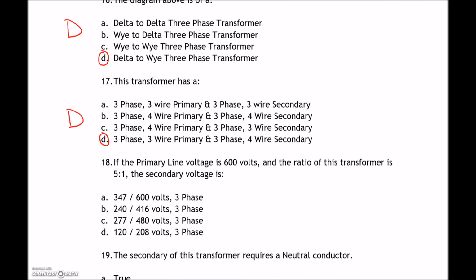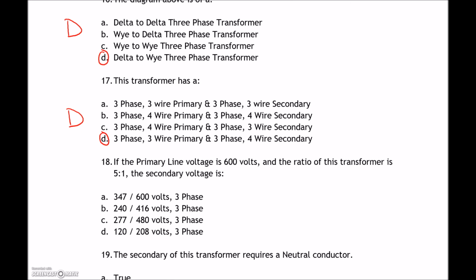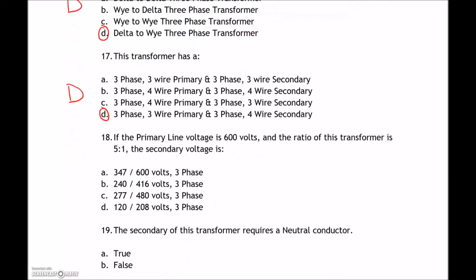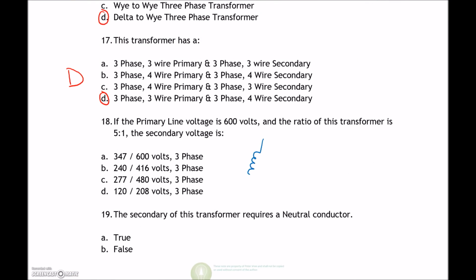Okay, then we're looking at the primary line voltage is 600 volts and the ratio of the transformer is 5 to 1. Secondary voltage is, so let's take a look at, and I'm asking you for both the line and the phase, right? Because I've given you both values right here. Let's do a quick little diagram and we'll try to figure this out. So going back up, we have a delta on the primary, a Y on the secondary. So let's do our delta on the primary. Okay, then we're going to do a Y as our secondary.